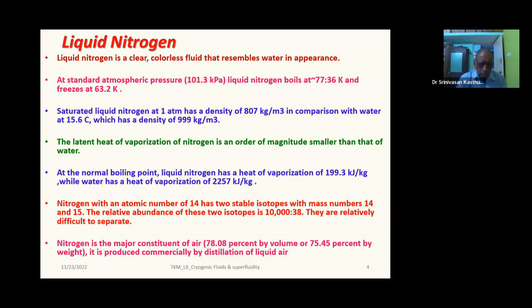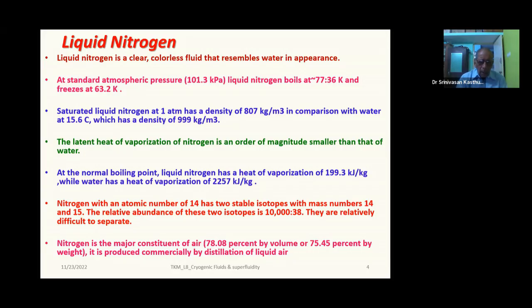Saturated liquid nitrogen has a density of about 807 kilograms per meter cube. In other words, its density is about 0.807 grams per cc, so it is lighter than water. Water density is 1000 kg per meter cube or 1 gram per centimeter cube. So compared to water, nitrogen is a lighter fluid.